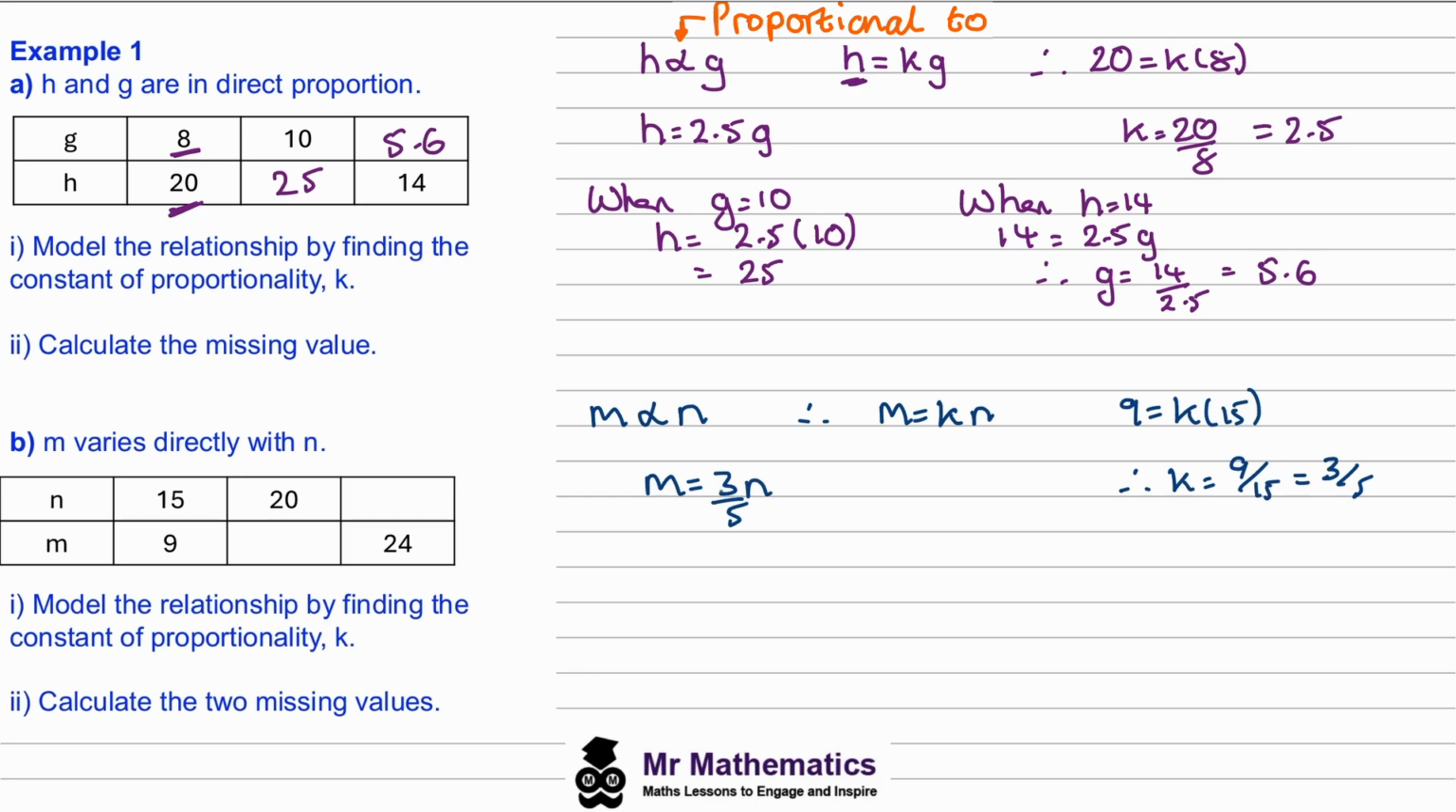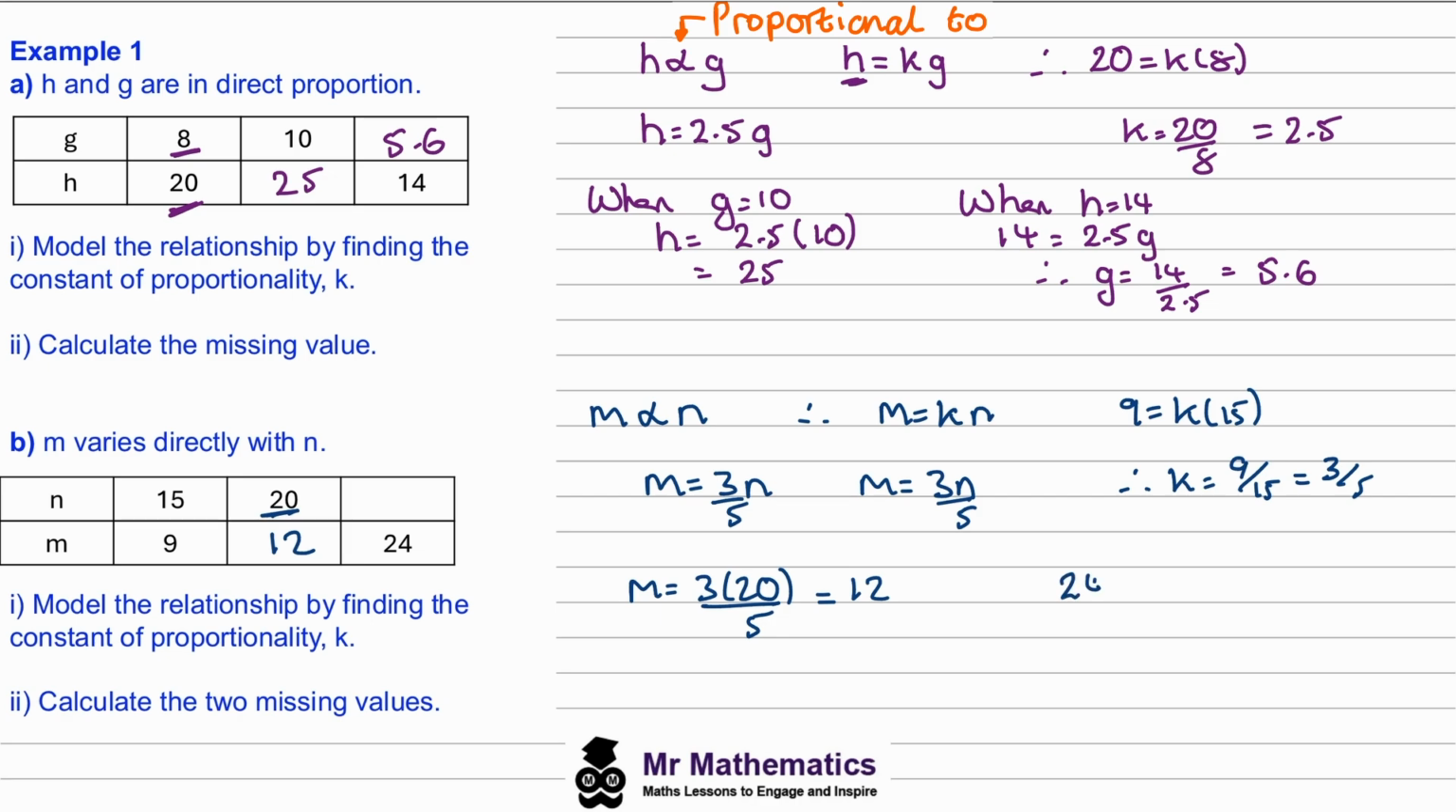Now it's easier when you're dealing with fractions and algebra to write this as m is equal to 3n over 5. It just means it's easier to rearrange this equation. Now do you want to try and use this model to work out the value of m and the value of n? Okay, so if n equals 20, then m will be 3 lots of 20 divided by 5, and 60 divided by 5 is 12.